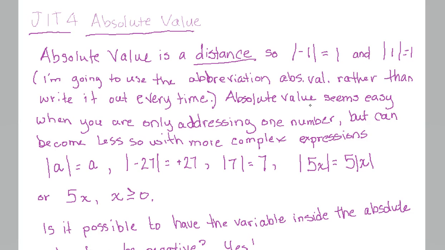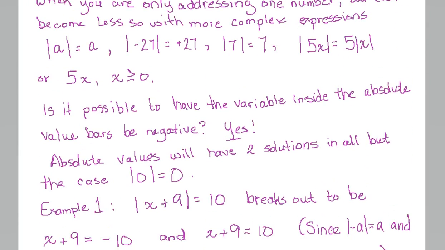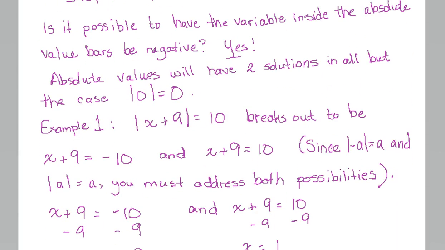All right. So is it possible to have the variable inside of the absolute value become negative? And the answer is yes, it is possible. Absolute values are going to have two solutions in all cases with one exception, and that exception is the case of the absolute value of 0 is 0. It's not like there's a -0. There's only 0. So in this one case, there is only one solution. In every other case, there will be two solutions.